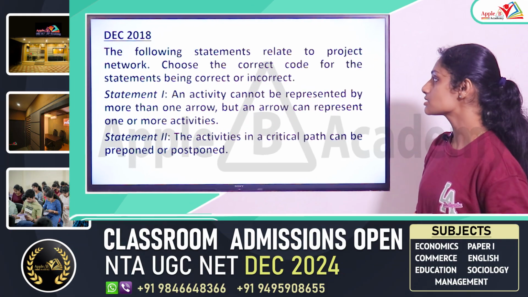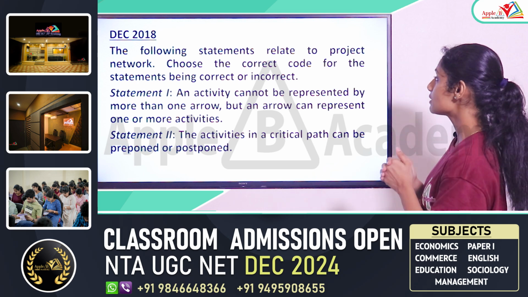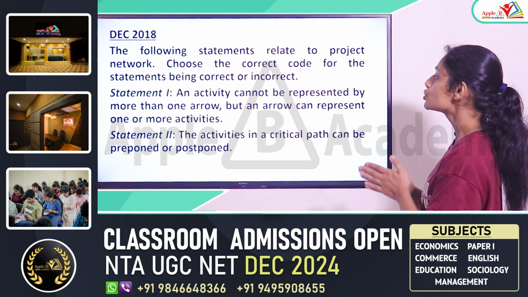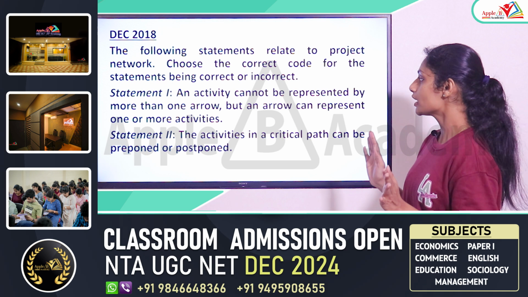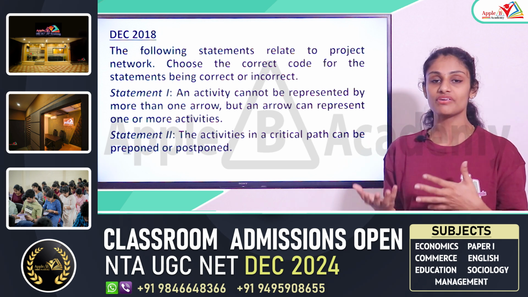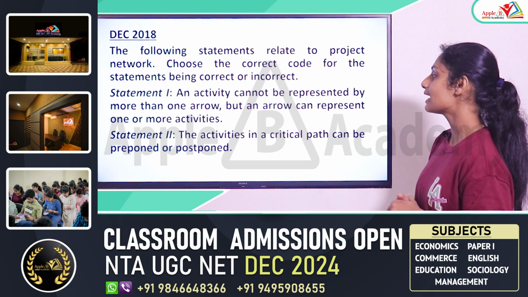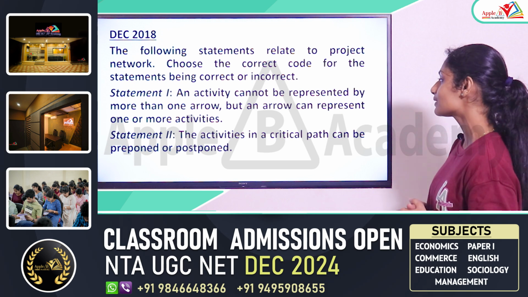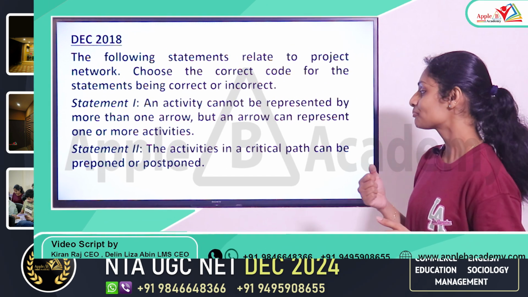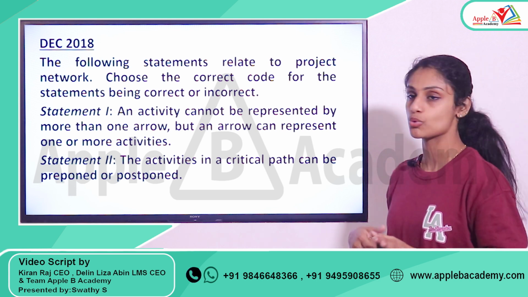The first question was asked in December 2018. The following statements relate to a project network. Choose the correct code for the statements being correct or incorrect. Here you have two statements and you need to identify whether they are wrong or right. Statement 1: an activity cannot be represented by more than one arrow, but an arrow can represent one or more activities. Statement 2: the activities in a critical path can be preponed or postponed.